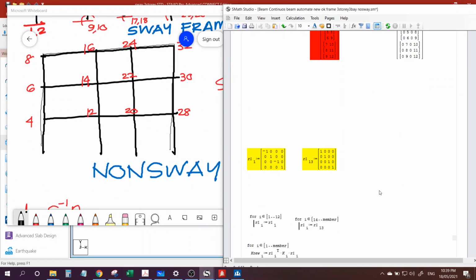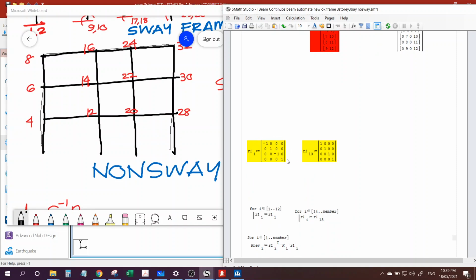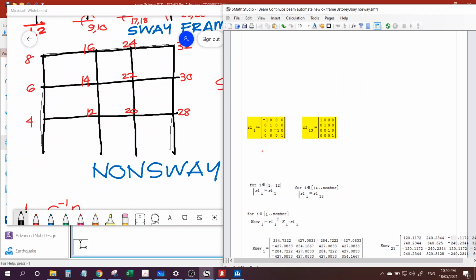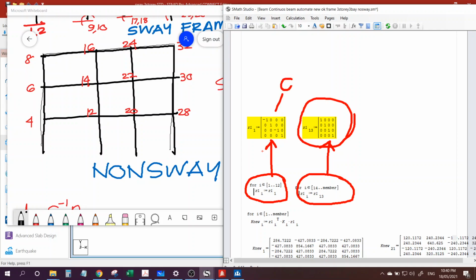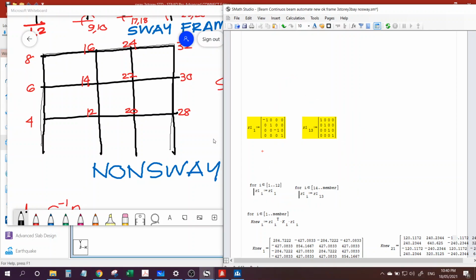Next, this one is the transformation matrix. Remember, if your element is a column, this will be your transformation matrix. If it's a beam, this one is your transformation matrix. That's why I looked here: from member 1 to 12, the transformation matrix is this. And for the 13th to the 21st member, this is the transformation matrix. Remember, these are the column and this is the beam.